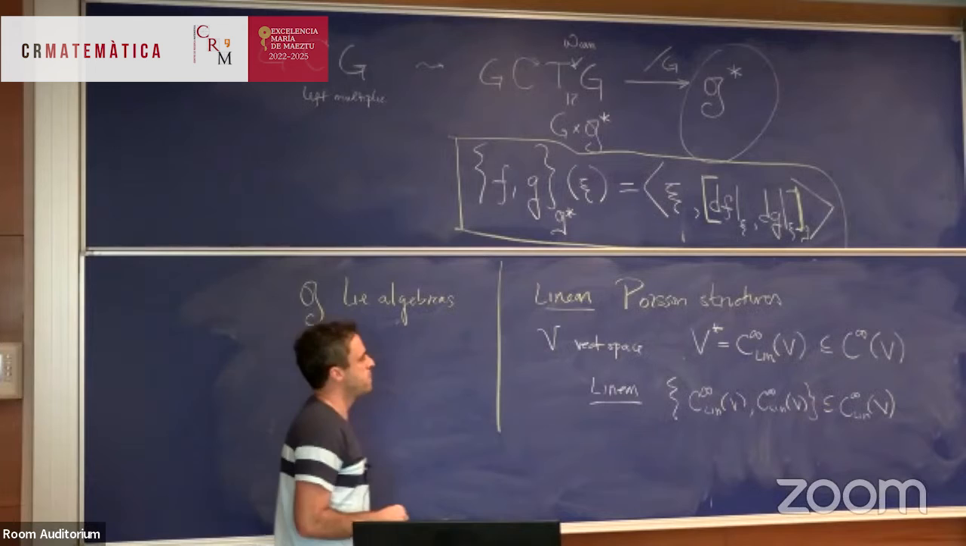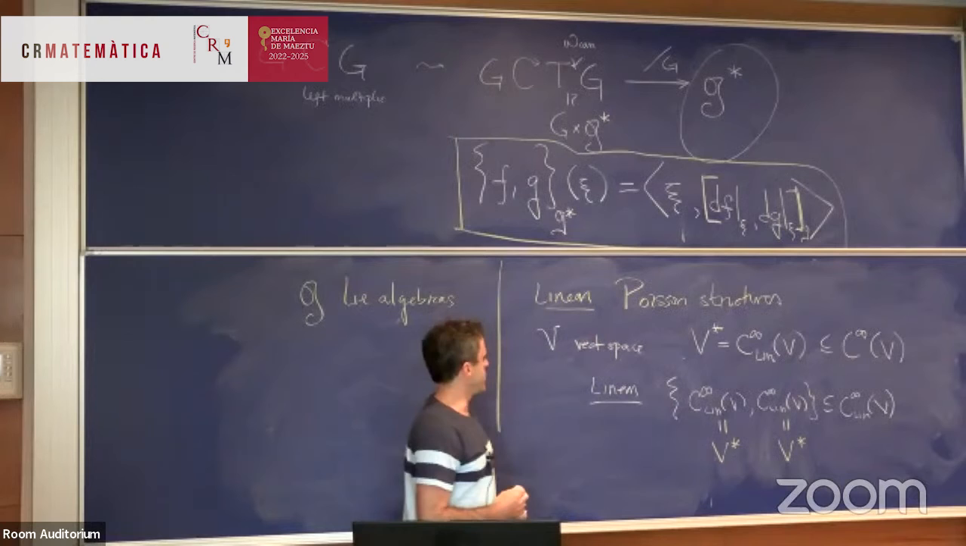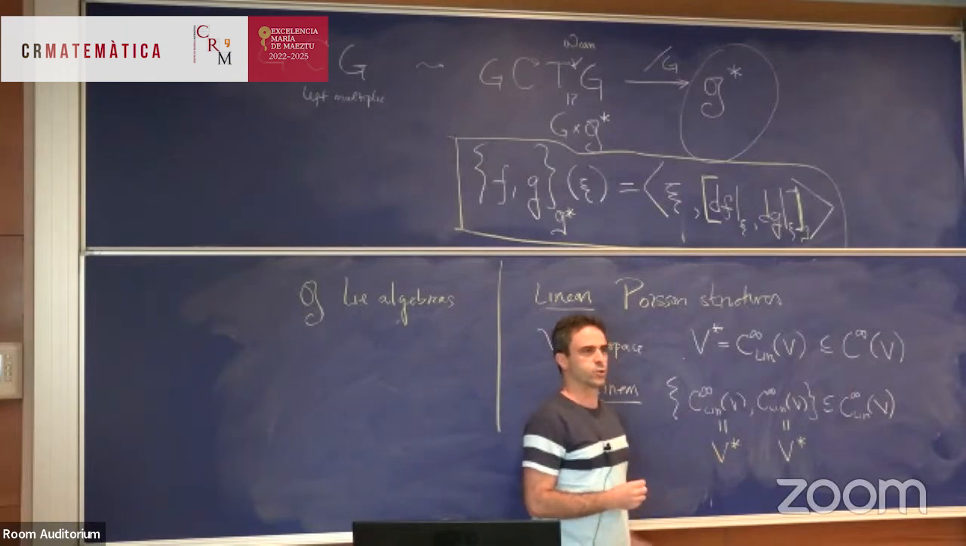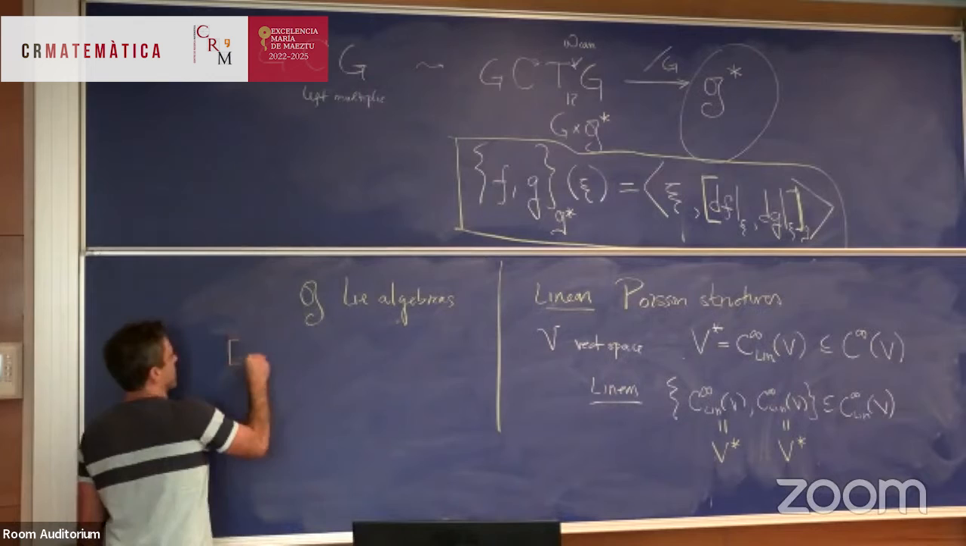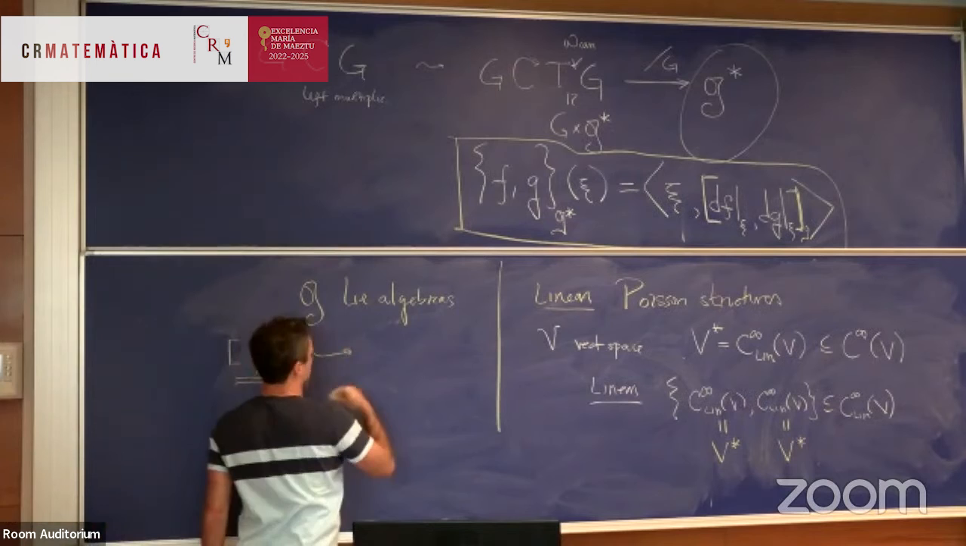And because the space of linear functions is identified with the dual, you see that if you have a linear Poisson structure on a vector space, you get a Lie algebra on the dual. And on the other hand, if you have a Lie algebra, you can argue the same way.